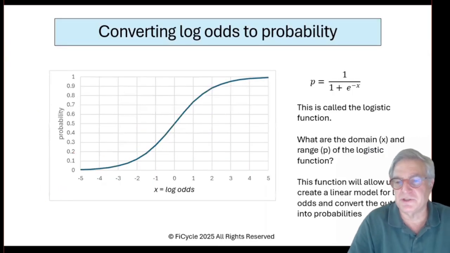We also talked about the logistic function, which is from the function probability equals 1 over 1 plus e to the minus x, where minus x is the log odds, and how this was an important function for us to develop a credit score model.